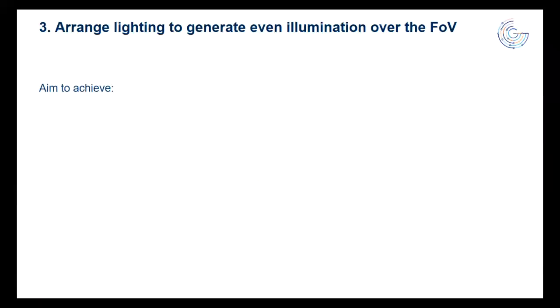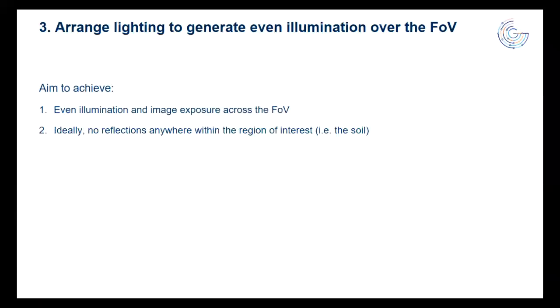So where are we then? We've got our equipment set up. We've got our camera in position. We've got an appropriate field of view. What we now need is nice, even illumination. We want to make sure it's even across the whole field of view. What we really want to avoid is reflections, right? And I'll show you some examples of reflections in a minute.